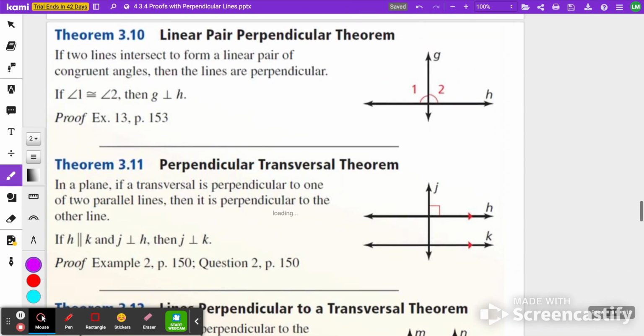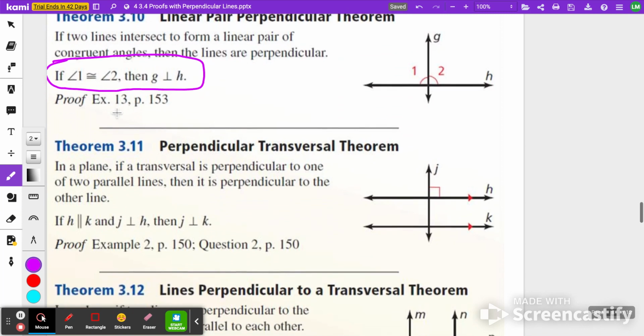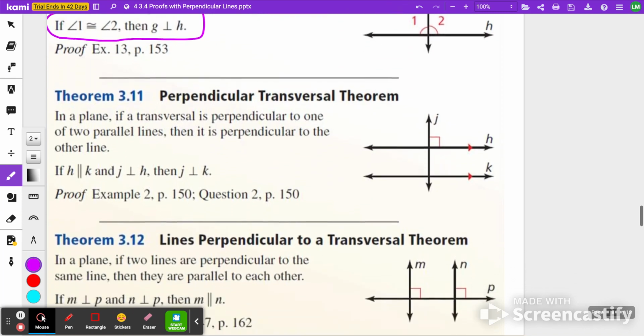The next thing we're going to talk about are 3 different theorems, and we are going to fill in some blanks here. So you see a picture of line G and line H, and they're making 2 right angles. So if the 2 lines intersect to form a linear pair of congruent angles, then the lines are perpendicular. So if angle 1 is equal to angle 2, then G is perpendicular to H. That's what you need to write in your notes. The picture should already be there in your notes as well.